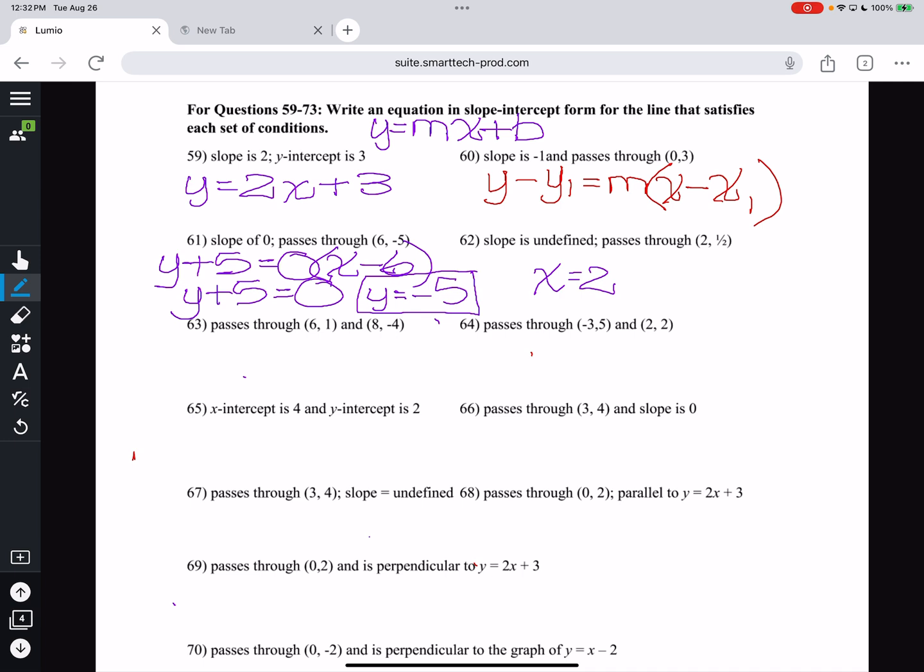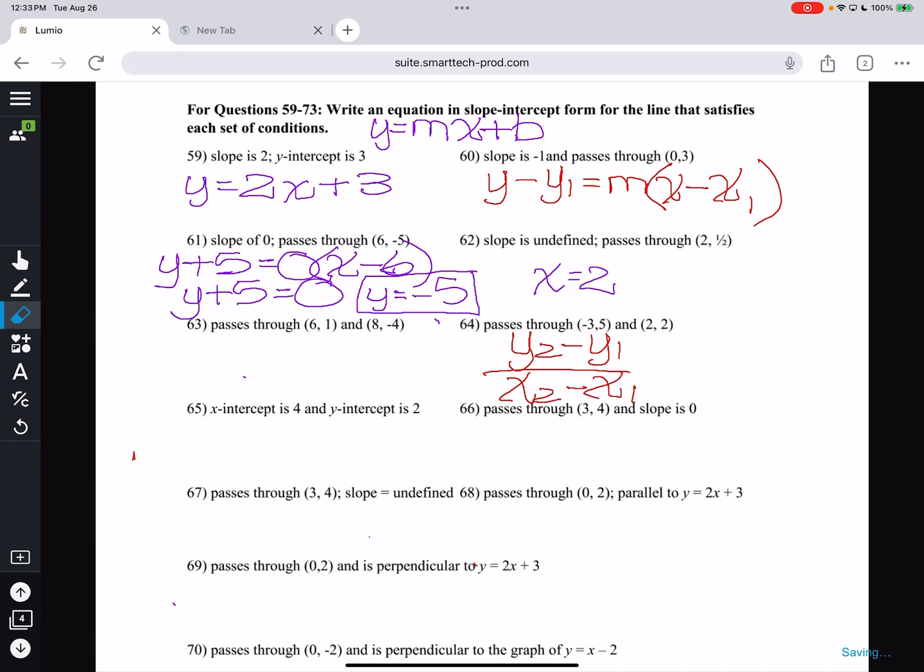Then 63. Gee, we don't even have a slope. Well, we have two ordered pairs. So what do we do? First you could do y2 minus y1 over x2 minus x1. Good. That's going to give us our slope.